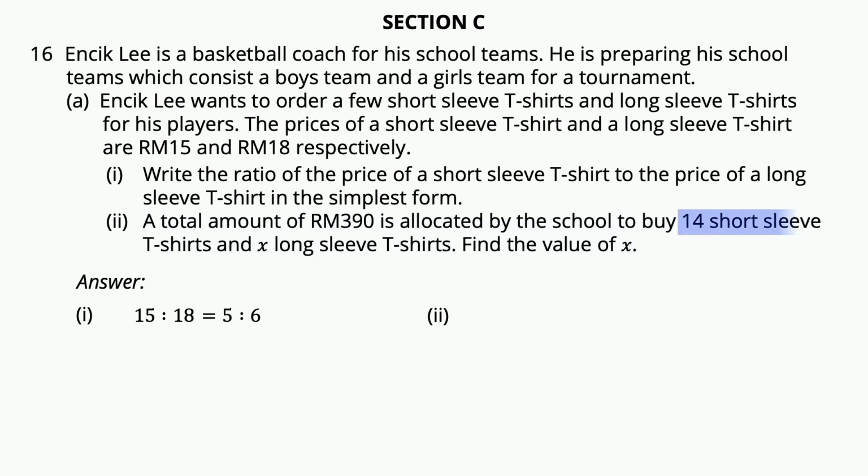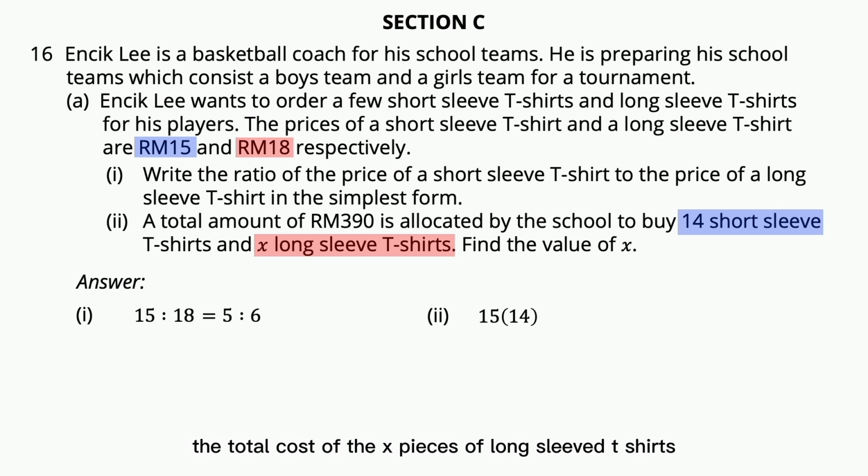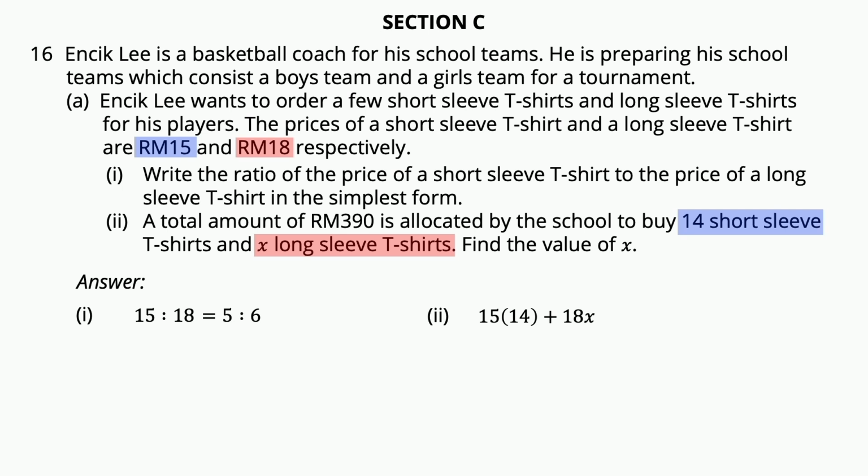There are 14 pieces of short-sleeved t-shirt with 15 ringgit each and X pieces of long-sleeved t-shirt with 18 ringgit each. The total cost of the 14 short-sleeved t-shirts is 15 times 14. The total cost of the X long-sleeved t-shirts is 18 times X. 15 times 14 plus 18 times X adds up to 390. Simplify to 18X equals 390 minus 210. 180 divided by 18, the value of X equals 10.